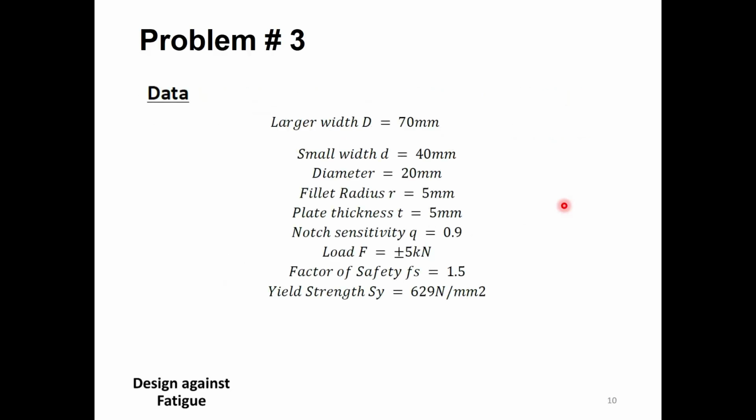So you see here the larger width, capital D, is 70, as I've shown on the figure. The small width, small d, is 40. The diameter of the hole is 20. The fillet radius is 5 mm. The thickness of the plate is 5 mm. The notch sensitivity was given as 0.9, and the load was given as plus or minus 5 kilonewton. Factor of safety is 1.5, and the yield strength of the material, or the ultimate tensile strength of the material, was given as 629 megapascal.